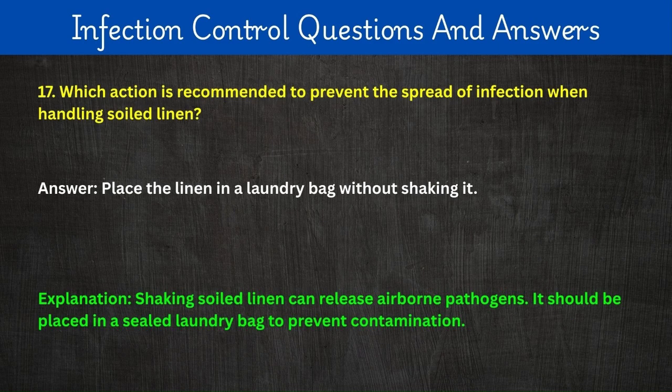17. Which action is recommended to prevent the spread of infection when handling soiled linen? Answer: place the linen in a laundry bag without shaking it. Explanation: shaking soiled linen can release airborne pathogens. It should be placed in a sealed laundry bag to prevent contamination.